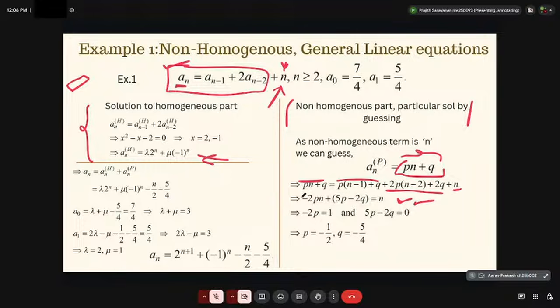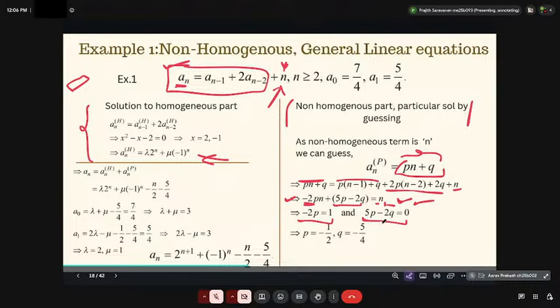Once you have this equation, if you observe carefully, the LHS is a first degree polynomial, and the RHS is also a first degree polynomial. There is no coefficient in the RHS, and this is valid for every n. To ensure that this holds for every n, we will ensure that the coefficients of n on both sides are equal, so minus 2 P must equal 1, and we'll ensure that the constant term is 0. We will simply solve these two and you will get this. So now you have the P and Q values.